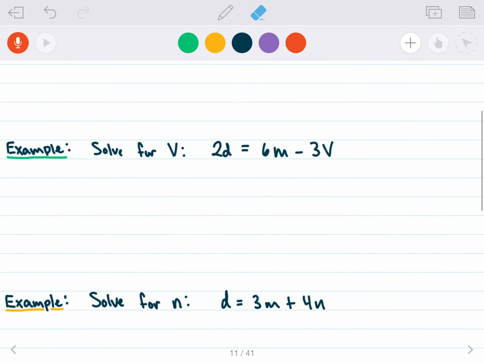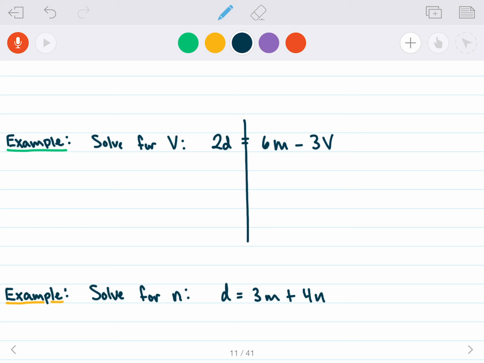I want to solve for v in this equation. So the v is on the right side, so that's where I'm going to start. And since I'm trying to solve for v, I'm going to write the v term in front. So negative 3v can come to the front, and the positive 6m can just stay in the back. So I just did some rearranging before I actually started the problem.